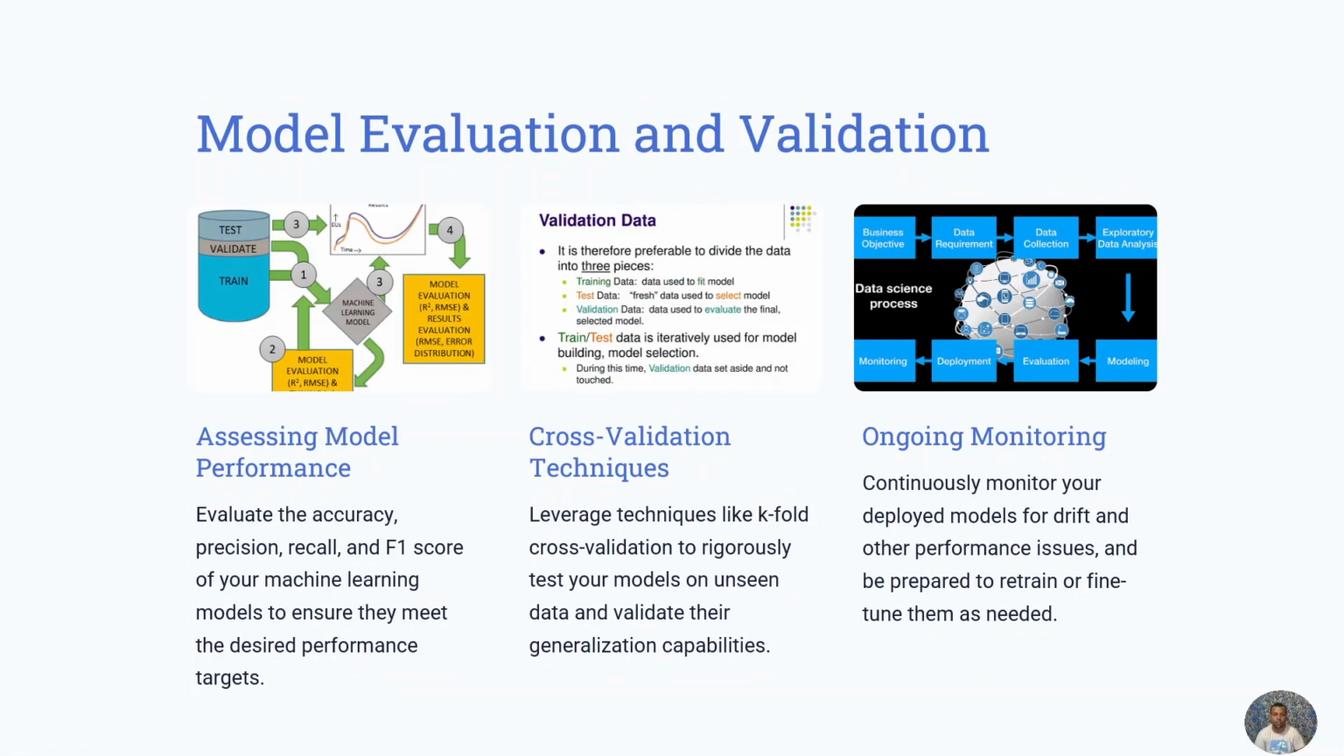Now let's see model evaluation and validation. Assessing model performance: evaluate the accuracy, precision, recall, and F1 score of your machine learning model to ensure that it meets the desired performance targets. Cross validation techniques: leverage techniques like K-fold cross validation to rigorously test your models on unseen data and validate their generalization capabilities. Ongoing monitoring: continuously monitor your deployed models for drift and other performance issues, and be prepared to retrain or fine tune them as needed.